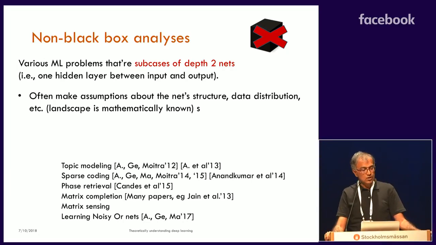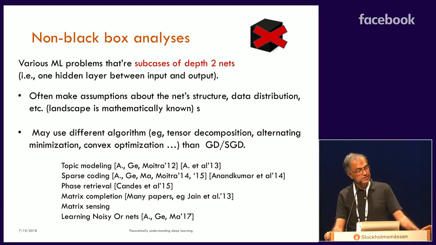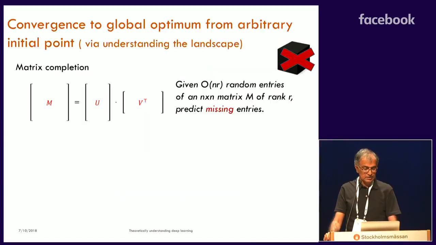And all of these non-black box analyses have to make assumptions about the net structure, data distribution, etc., so that the landscape is mathematically understood. Because if the landscape is not known, there's no hope for a non-black box analysis, as I indicated. And often they don't even use gradient descent, or they might use tensor decomposition, alternating minimization, even convex optimization. Although lately there is some progress towards actually using gradient descent, as I'll discuss now.